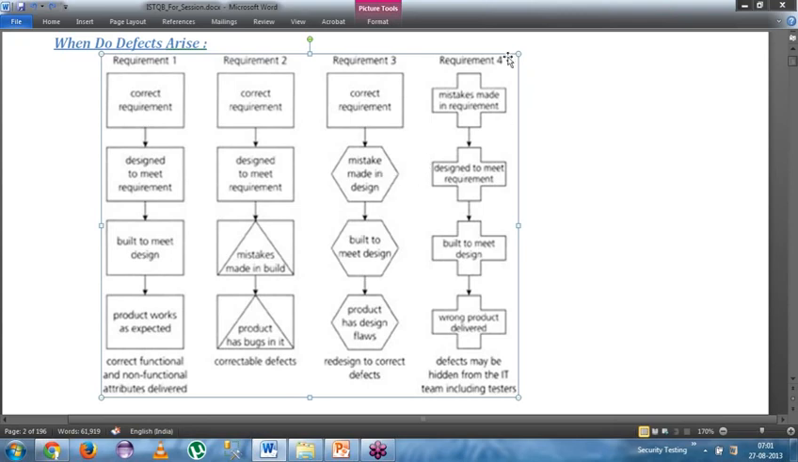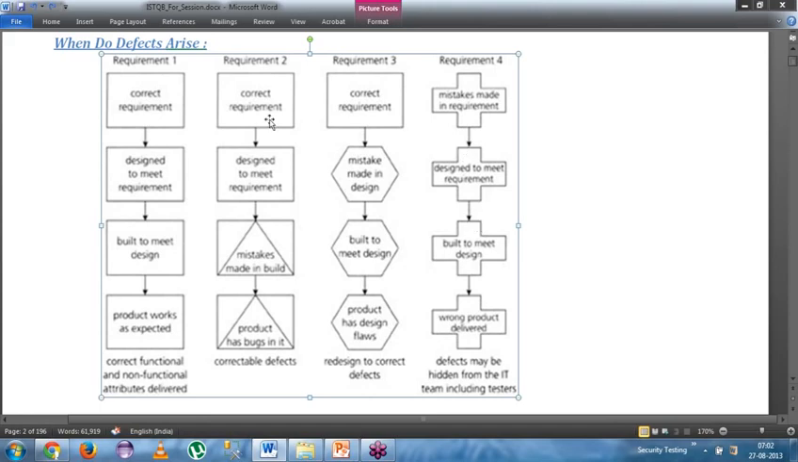Fine. Now let us also understand if we have met the requirements in this particular last requirement. So what is the problem here? We have made a serious problem with the requirement itself, which will trickle down to all the phases of our software lifecycle. If we make a mistake in the requirement, it flows through the design, it flows through our code, and finally whatever piece of code that we deliver might be a wrongful product. It's not the correct product which is intended. So the defects may be hidden from the IT team, including testers.